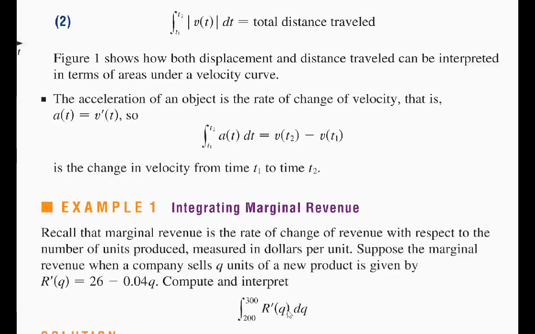You're going 60 miles an hour. You've changed 60 miles every hour. You're accumulating distance. In this case, you're changing the amount of revenue, so you're accumulating money. So we're going to accumulate a lot of money from the 200th item we sell to the 300th. So that's going to be a total net additional revenue.